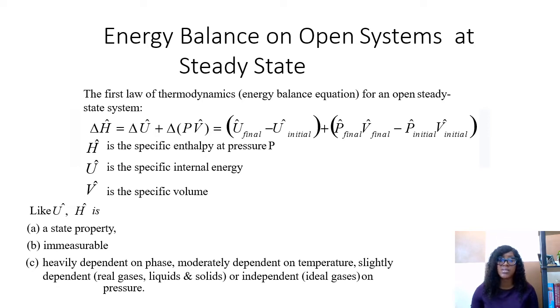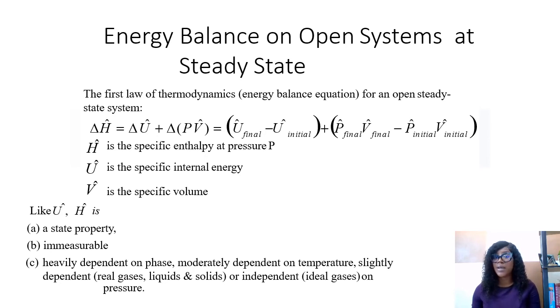So if you look in our steam tables, you'll see the specific enthalpy values. Enthalpy, just like internal energy, is a state function, meaning you can't just calculate it exactly on its own. You have to look at it from an initial state and a final state. And because it's specific, you will now need to know the mass or the mass flow rate of the system in order to get the exact value. So it is a state property, it's immeasurable, and it's heavily dependent on phase.